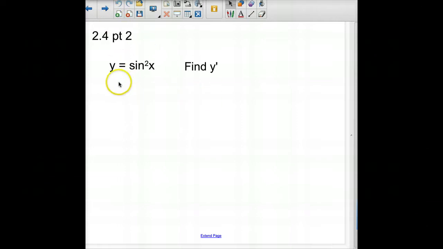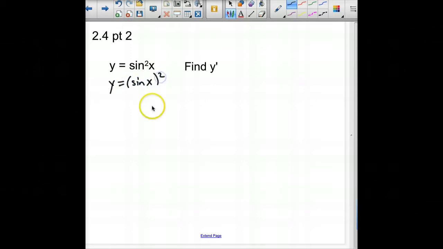So if we have y equals sine squared x, find y prime, it's asking us to find the derivative. So we have to set up our chain rule, because I'm not sure if you all realize this, but sine squared x is really this. Not just the x being squared, but the whole function of sine squared. So this is just rewriting, so it's still y. And then we're going to set up our chain rule.